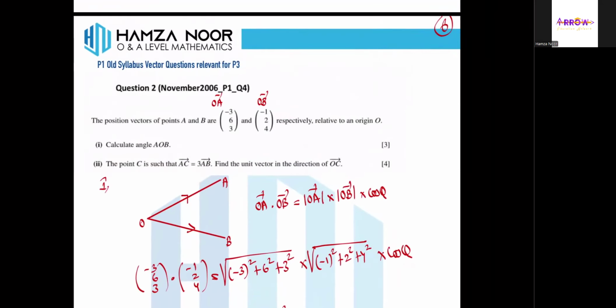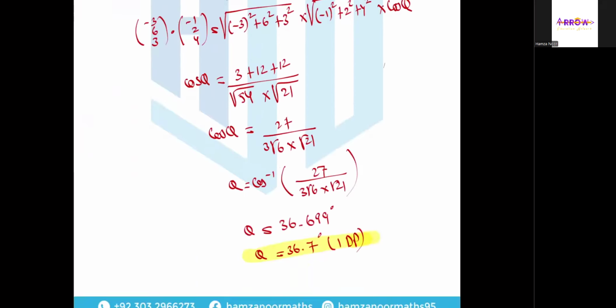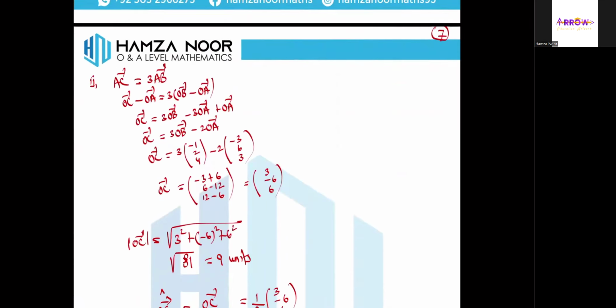So now let's move on to part 2. In part 2, it says that the point C is such that AC is equal to 3 times AB, and the requirement is to find the unit vector in the direction of OC. For part 2, here we have the working on the next page.